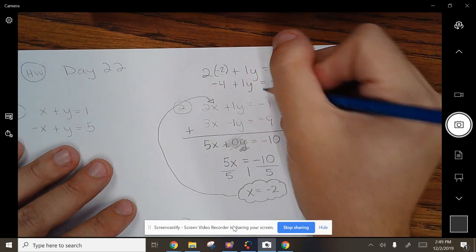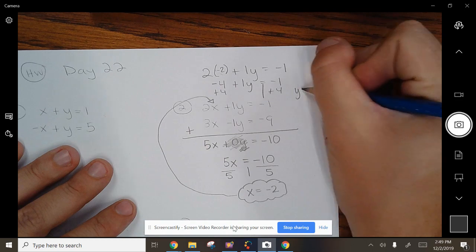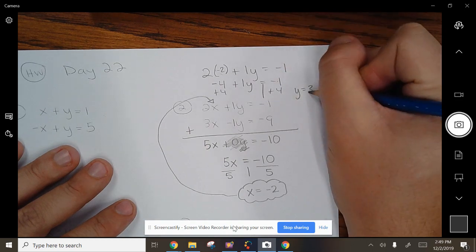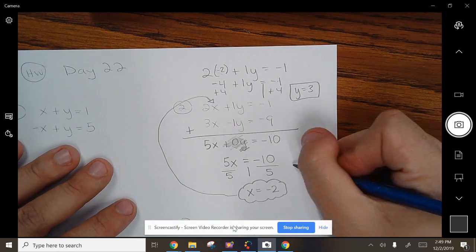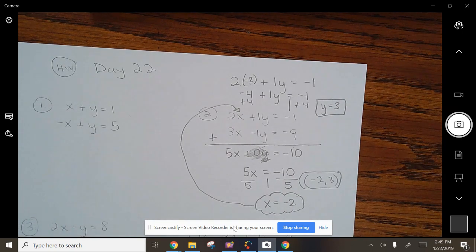Finish the equation off. I know I'm running out of room here. I'm going to add 4 to both sides. And y is going to equal -1 and +4 equals 3. So the answer is -2, 3. Okay? All right, let's try number 3.